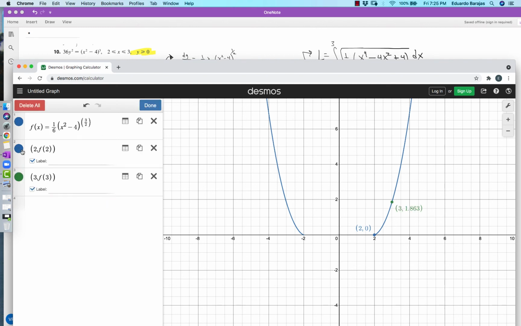Let's put them in red. Okay, so here is that function. This function here, y equals 1/6. That's this guy right here, solve for y. And we were interested in the length of this curvature between x goes from 2 to 3, so we found this little length right there.